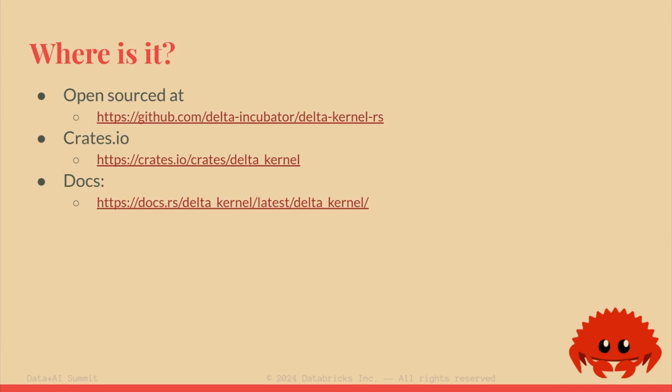Where can you find it? We've open sourced it. It's been open sourced for a while. It's at that location, so if you just search for it. The easiest way to find it is probably just go on Crates if you're a Rust person, Crates.io, and search for Delta kernel, and you'll find it, and that links to the docs and to the repo and everything. It's all there. We've worked pretty hard to make sure the docs are at least okay. They could probably be better, but they're not awful, and they'll get better.